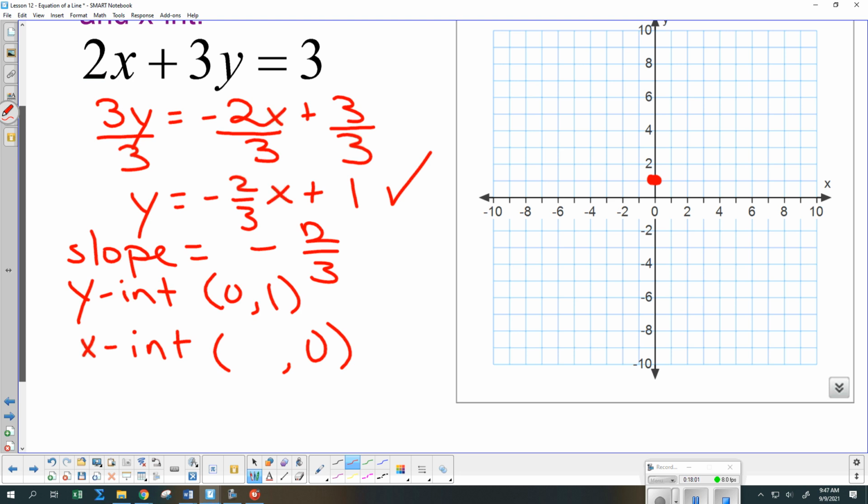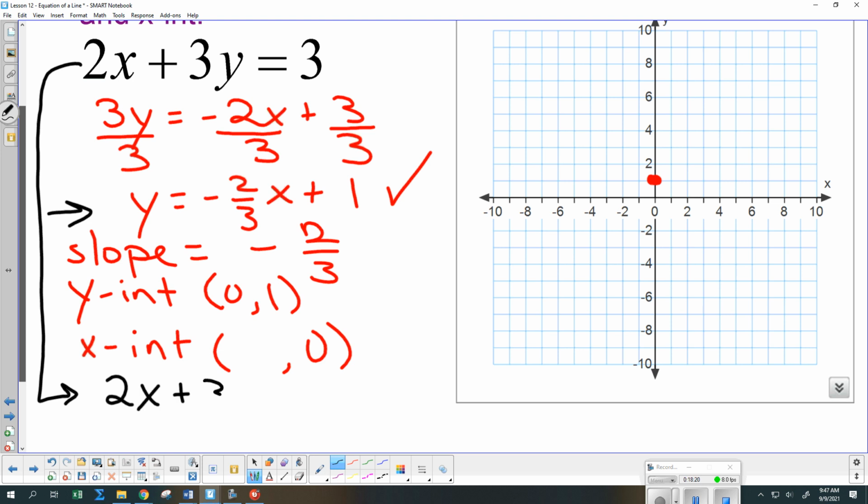So I can take somewhere in my equation and let y be 0. I could go to this one with a fraction, -2/3 x plus 1, and say 0 equals that. But I think it's going to be easier to take my original 2x plus 3y equals 3 and let the y be 0. So 2x plus 0 goes away, divide both sides by 2, and I get that my x needs to be 3/2 or 1.5, whichever way you would rather think about that. That tells me that on the x-axis, I also go through (1.5, 0).